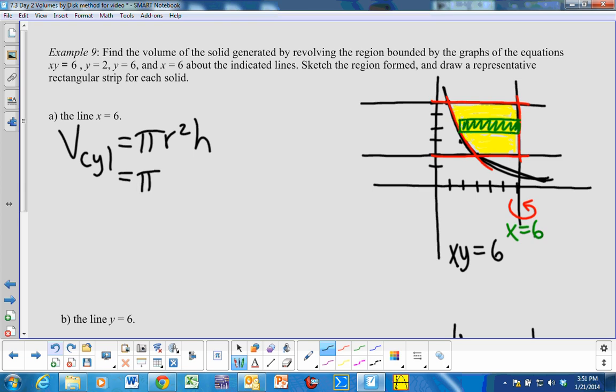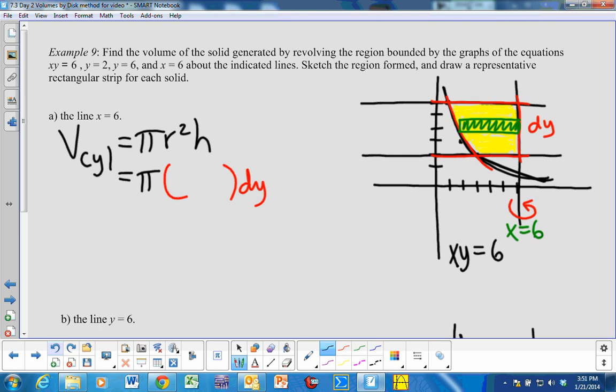So the only thing we have to do is figure out what those things are. Well, the height is always the direction we have here. And so the direction of our rectangle is dy. So this is all going to be in terms of dy. So our height is simply going to be dy. So all we have to do is figure out how to write the radius.